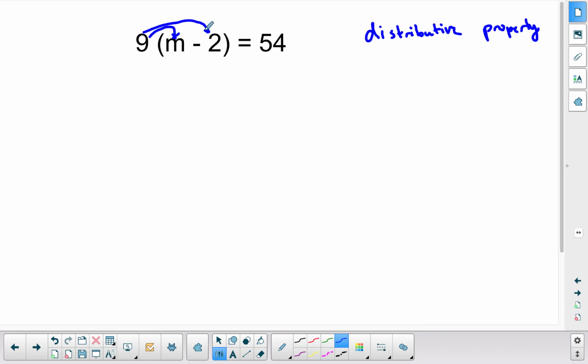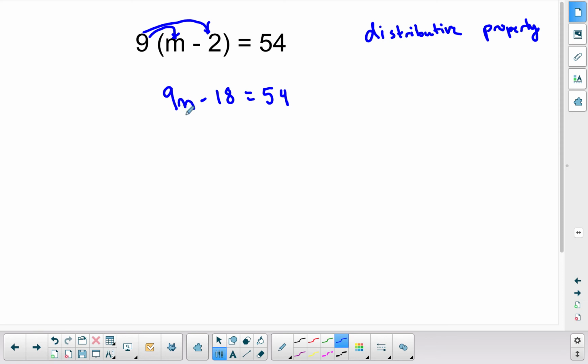So you're going to multiply m by 9, and you're going to multiply 2 by 9. And the confusing part is this sign right here, but since that's in front of the 2, we kind of associate that as a negative sign. So we've got 9m minus 18 is the same as 54.